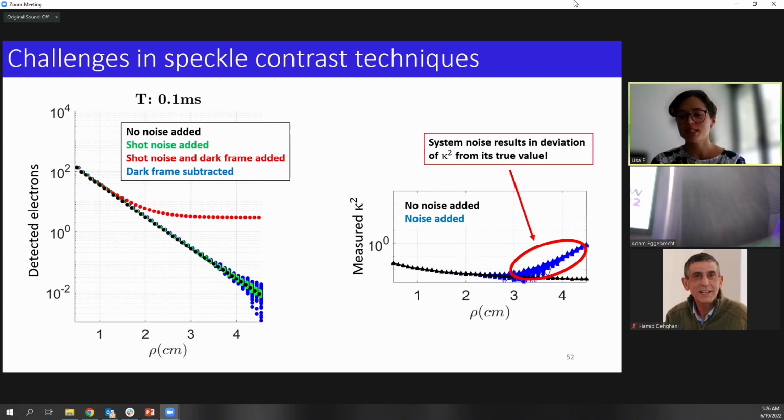And typically what we see then is that in the regime of lower detected photons, so at longer source detector separations or very short exposure times, we see that our kappa squared values deviate, normally with a big increase in these regimes.